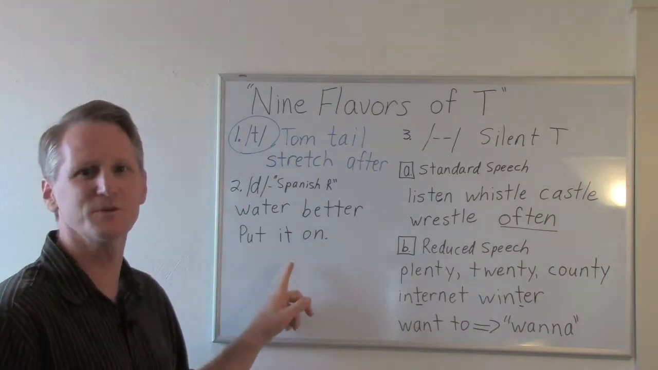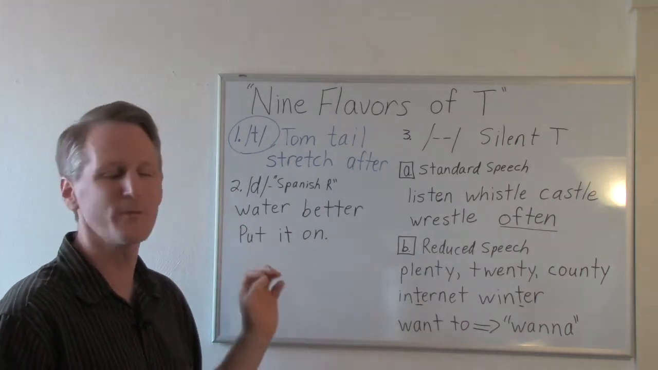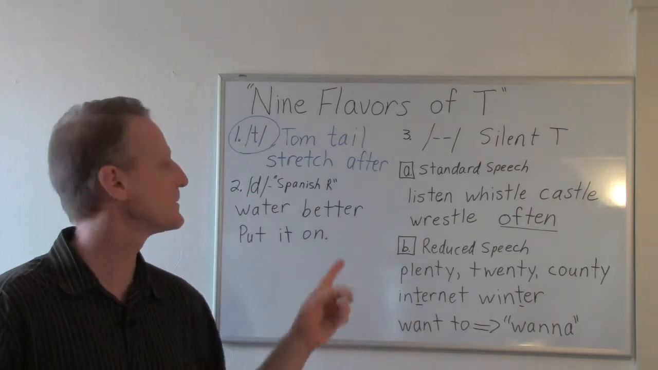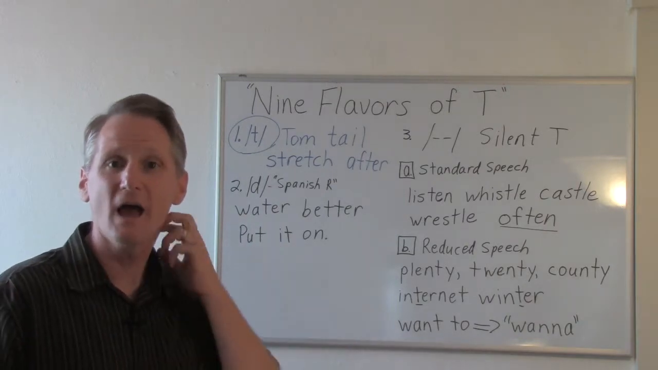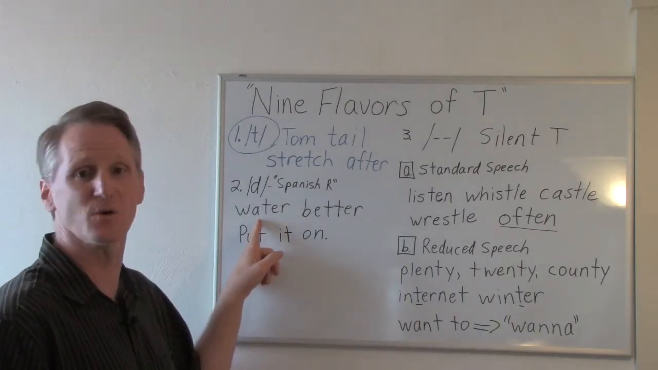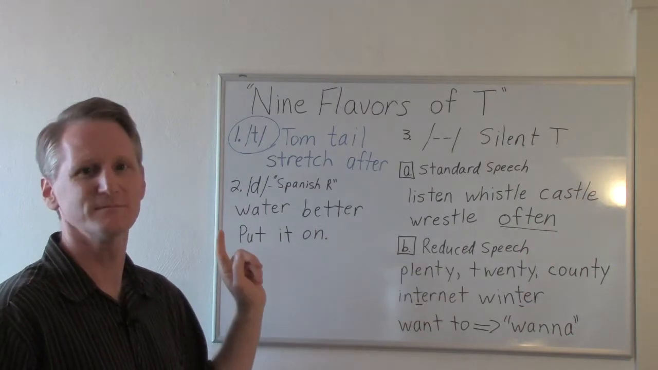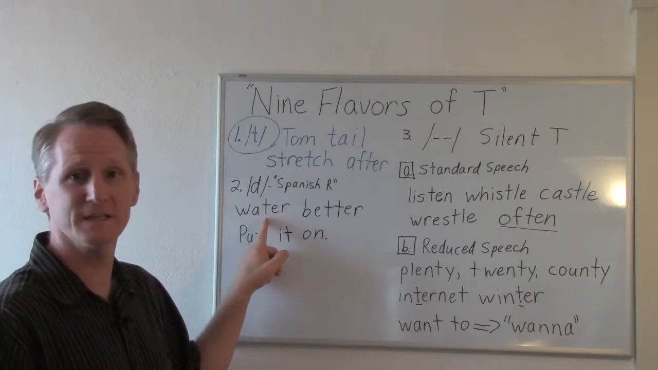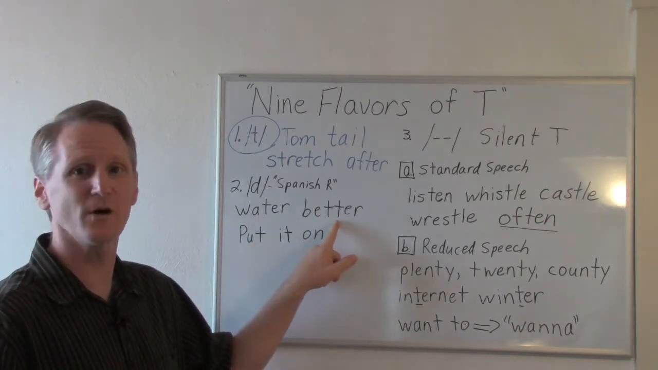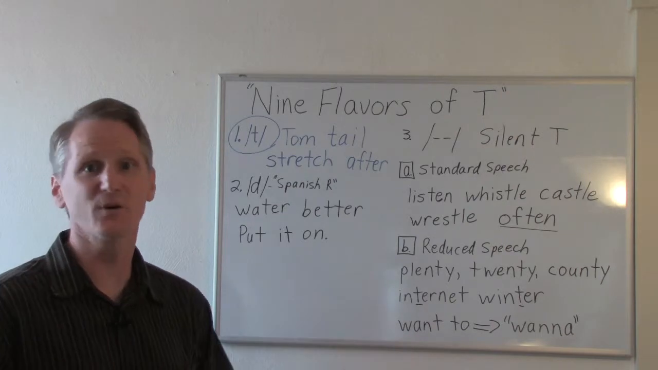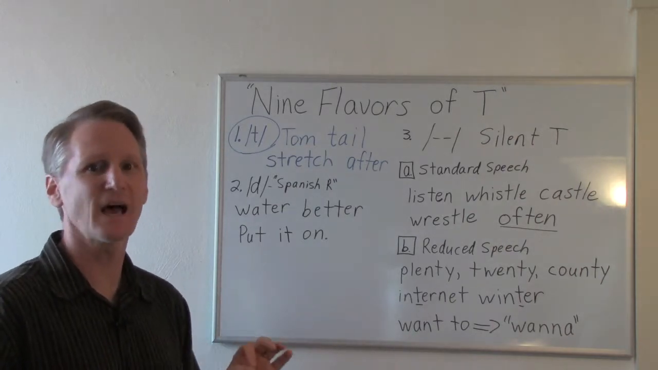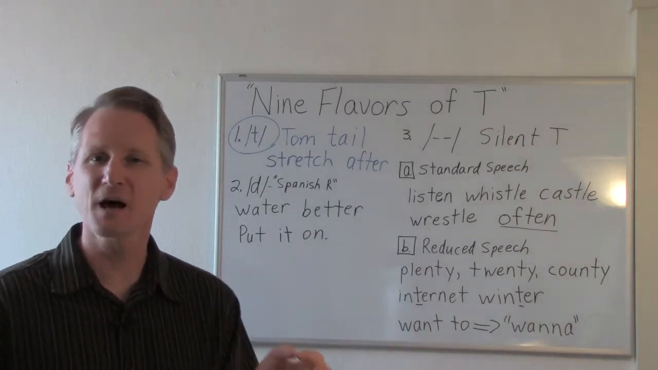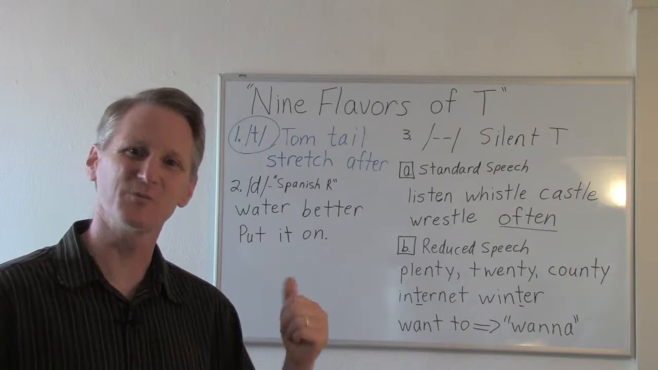Then you might call this reduced speech, but it's normal. It's normal speech where we render the T as a D sound, something similar to a Spanish R, and it sounds like this. Water, better, put it on. Doesn't matter if there's one T in the word, two T's in the word, or if the T is in separate words. You get this D sound if the T is between two vowel sounds. There are some exceptions to that, which you can see in the previous video.